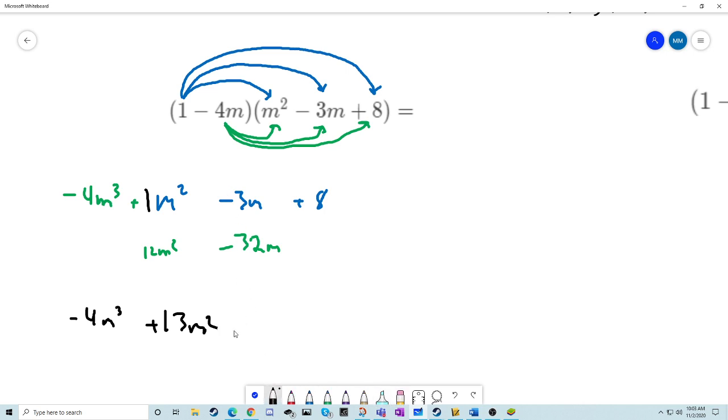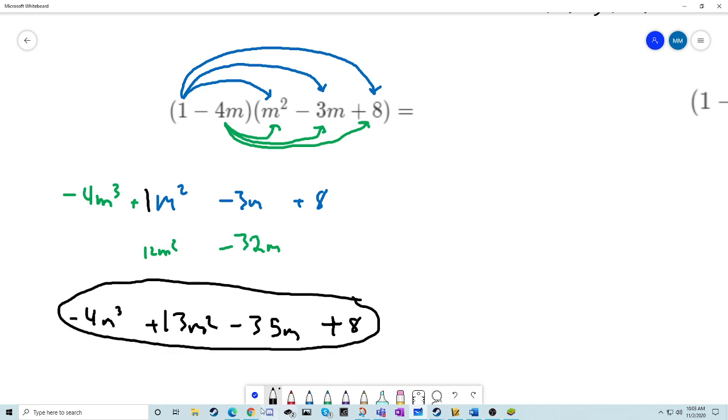Then we got two negatives. So when you're adding two negatives, combining them, it's going to be more in the hole. So negative 35m plus 8. Okay. So that's that.